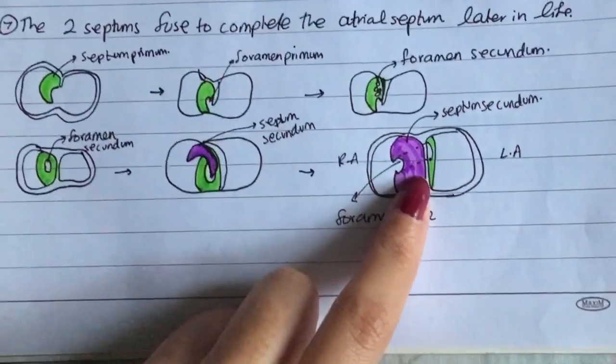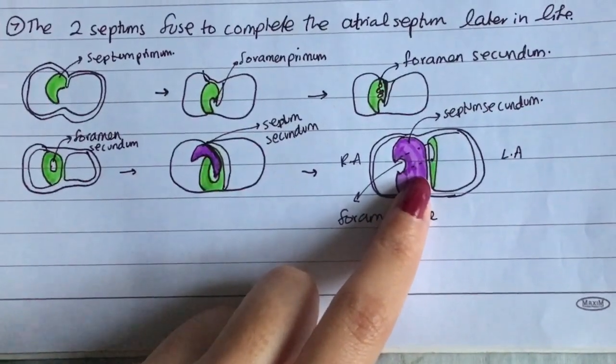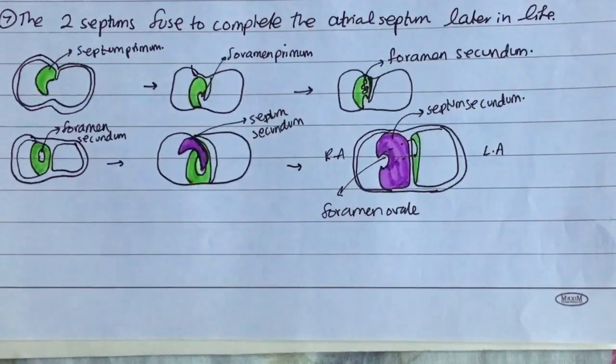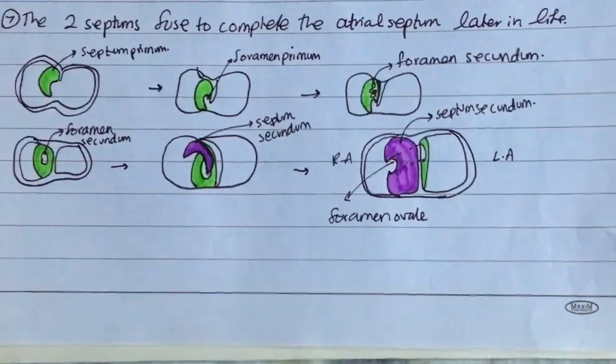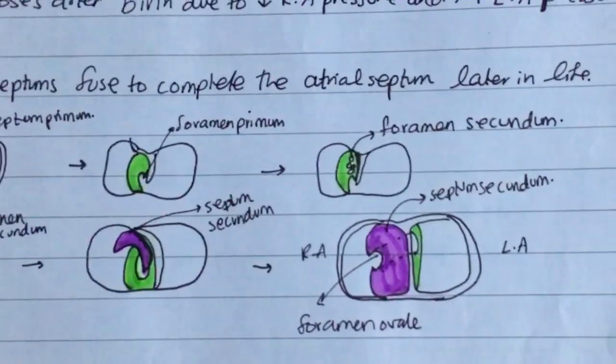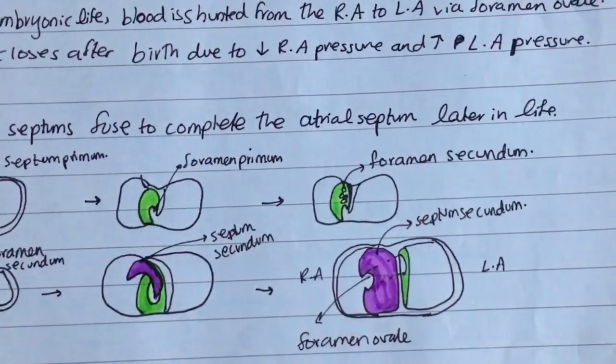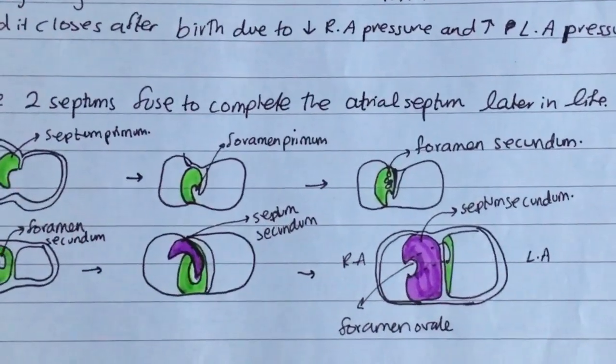Okay, and the two septums, they fuse together and they form the atrial septum later in life. So these two fuse together and they form the atrial septum later in life.